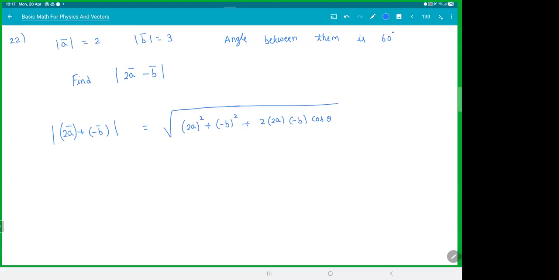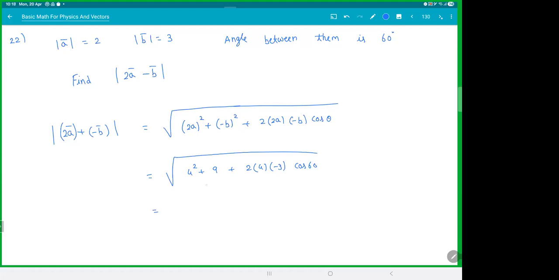You can also say, see, if A is like this and B is like this and the angle is 60, then minus B will be at 120. So cos 120 is negative. That is taken care of by this minus sign here. So this is fine. This is a decent approach. So what is 2A? 4 square. What is B square? 9. That will be 2, 4, minus 3, and cos 60. Maybe you forgot the minus sign, I guess.